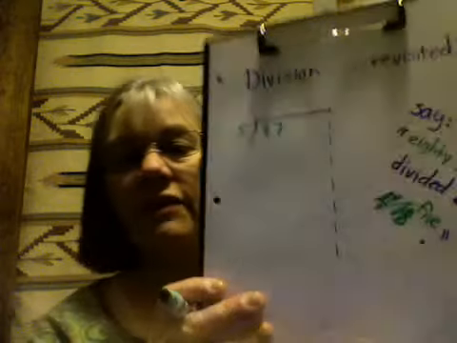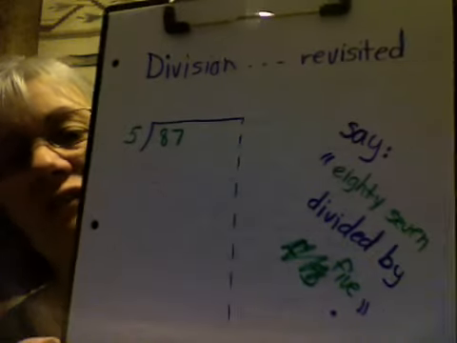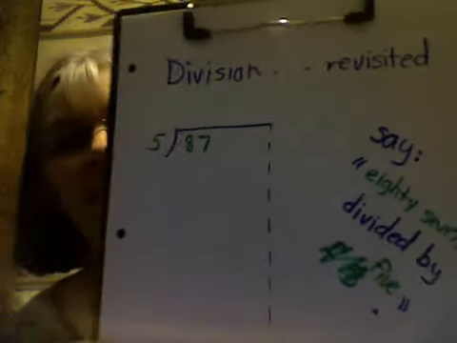So for this problem, we say 87 divided by 5. I'll write the number word. And then people will know what you're talking about when you say 87 divided by 5. It's how many 5s are there in 87.